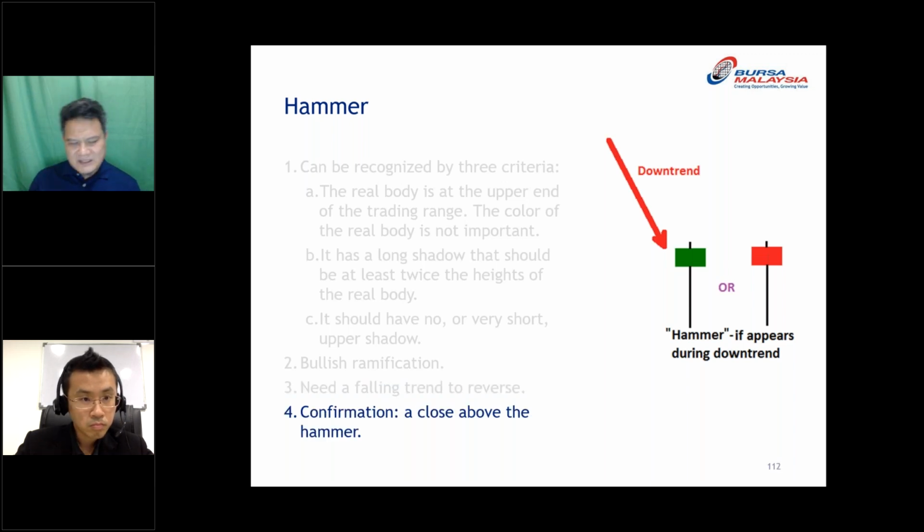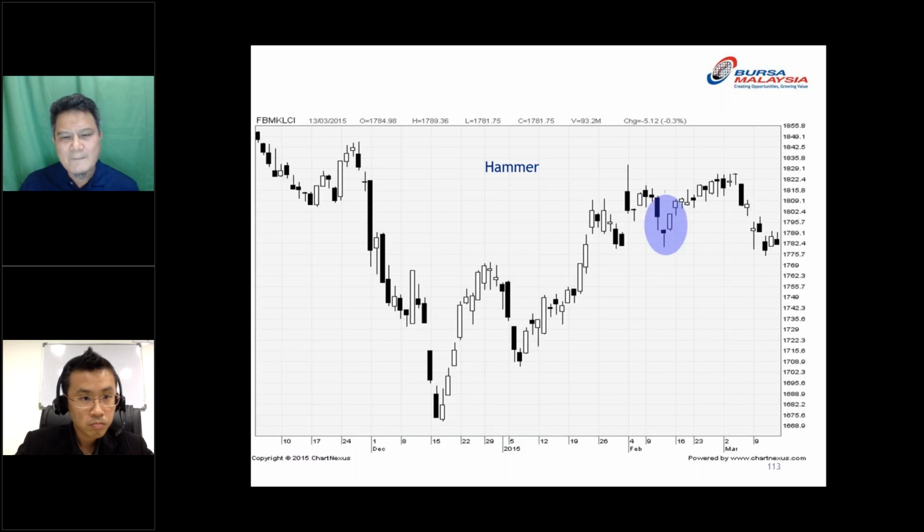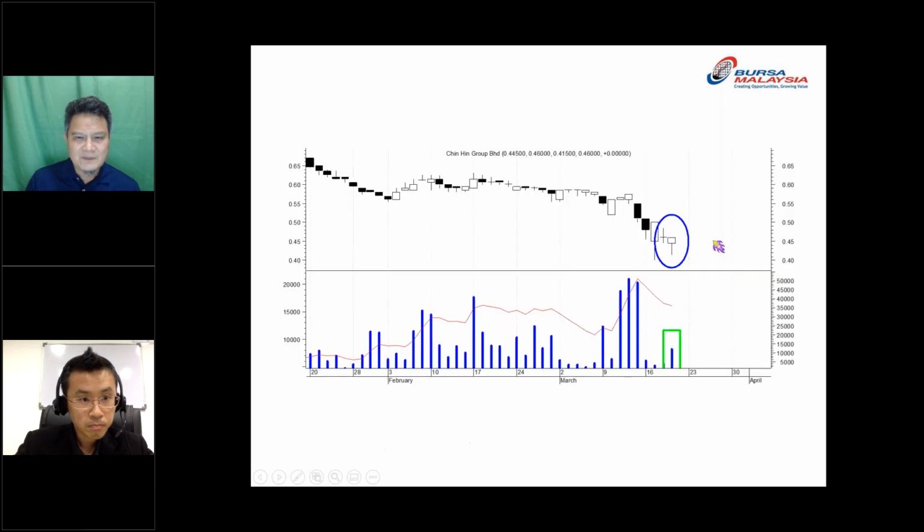Okay, so what's confirmation? When the close is above the hammer, there is a confirmation that it is a reversal. For example, you can see there is a price drop in this example, where there is a downtrend, and there is a hammer here, and after the hammer you can see the price all move up again. And here, for example, this is Chin Hin Group. You can see the price dropping in a downtrend, and then there is a hammer here.